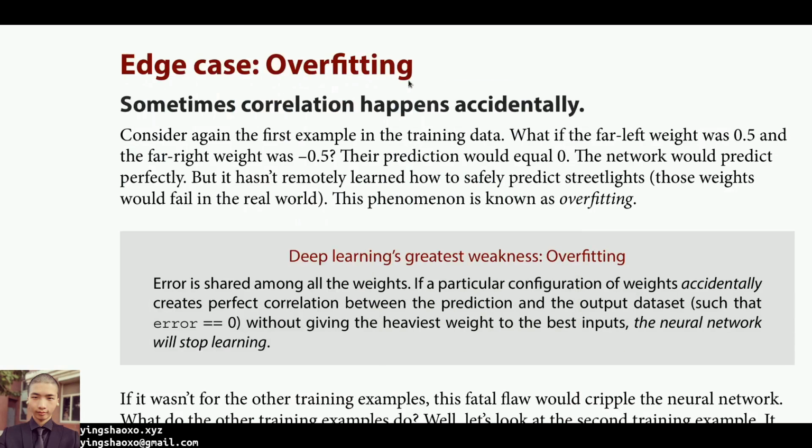Edge case: overfitting. Sometimes correlation happens accidentally. Consider again the first example in the training data. What if the far left weight was 0.5 and the far right weight was negative 0.5? The prediction would equal 0. The network would predict perfectly, but it hasn't remotely learned how to safely predict streetlights. These streetlights would fail in the real world. This phenomenon is known as overfitting.